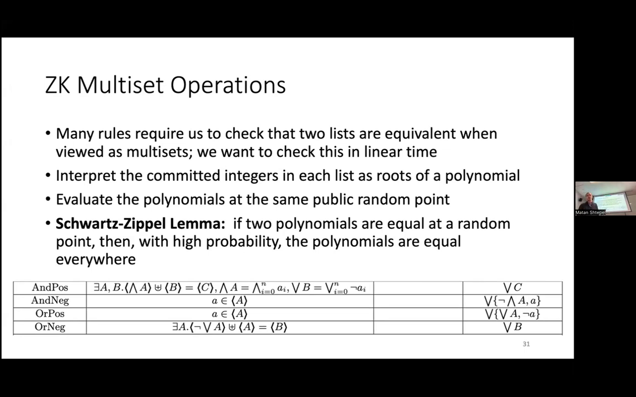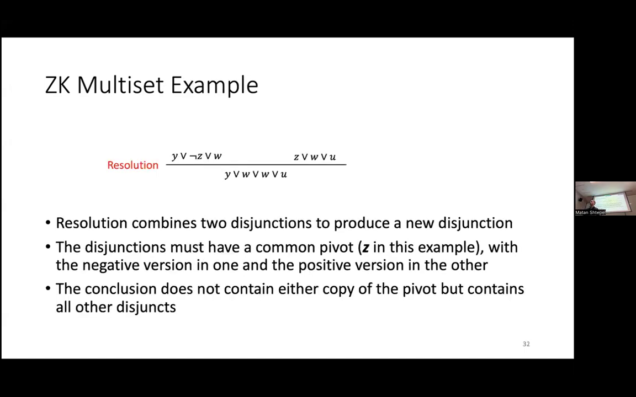Let's look at an illustration of this in action to see how it works, with the proof rule resolution, which is our main workhorse for Boolean reasoning within ZKSMT. Resolution is a proof rule that combines two disjunctions to produce a new disjunction that contains elements from the premises. The two premise disjunctions have to have a pivot value in common, which is Z here, where the negative version appears in one premise and the positive version appears in the other. The conclusion of resolution doesn't contain either copy of the pivot, but it does contain all other disjuncts from those premises. And within a proof, we use resolution repeatedly to work our way down from large disjunctions to small ones.